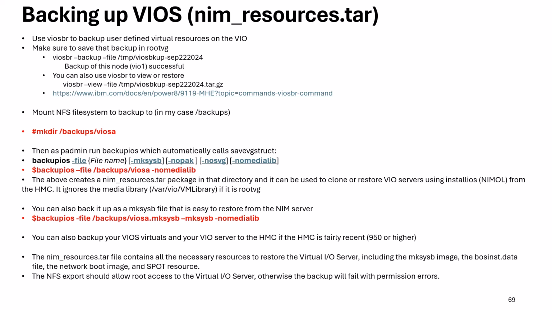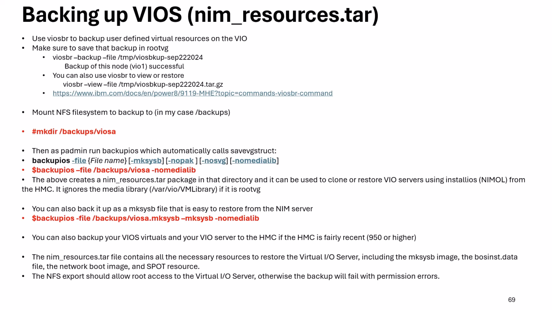So there are a couple of different types of backups that you can do for your VIO servers. The first thing is you should always use the viosbr command to make sure that your user-defined virtual resources for your VIO server are backed up. If you don't back them up, and then you go to do a restore from a makesysb or from a NIM resources tar, you're not going to have your virtual resources, and you're going to have to do all your mappings all over again. So it's very important to back those up.